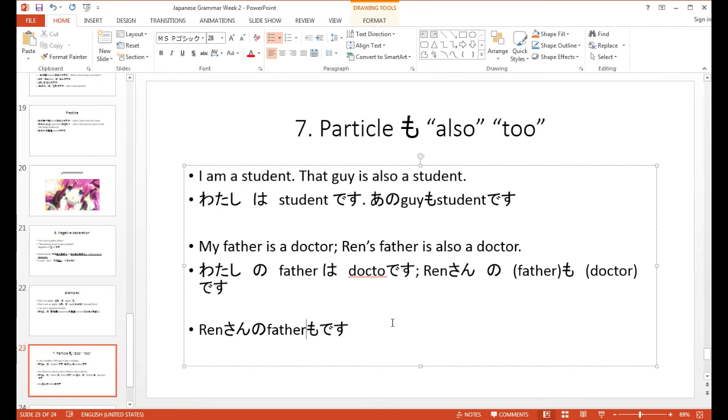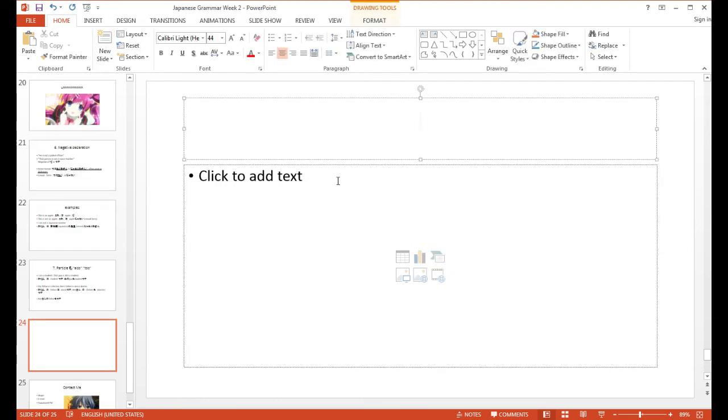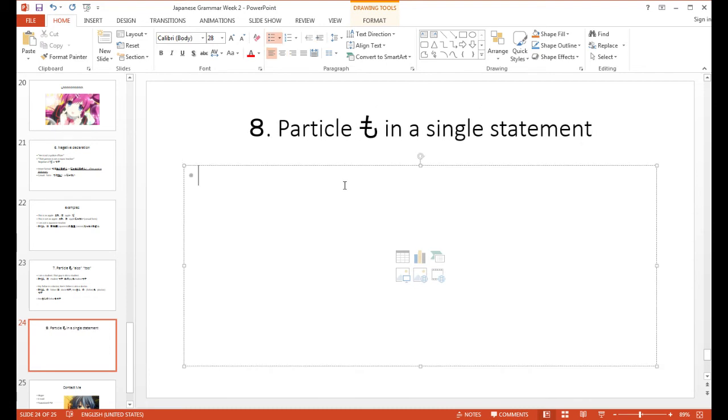All right. Let me look at this 8th topic to see if I can teach that really quick. What's the 8th topic? It can follow two different nouns in a sentence to indicate that the two nouns... Okay, we'll do that too. The 8th topic is particle mo as well. The same exact thing in a single statement. So it could follow two nouns.